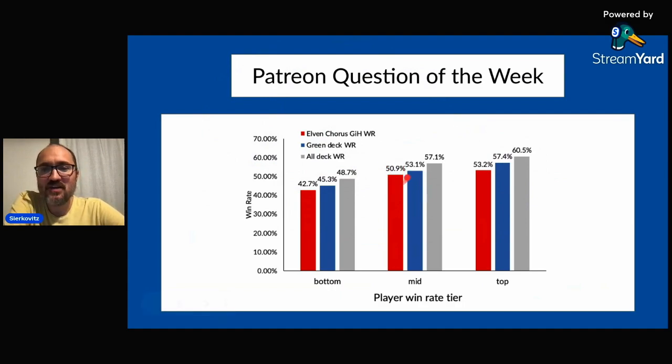Same with mid tier, there we have 51% win rate, but green decks have 53% win rate, and all decks have 57. So again, 6 percentage points below the average deck, and 2 percentage points below a green deck. And in top tier, it's 53.2% win rate, when green decks have 57.4, and all decks have 60.5. So again, 4 percentage points lower than green decks. That's even a bigger difference than previously, and 7 percentage points lower than an average deck. So at least from this perspective, it's a bad card.